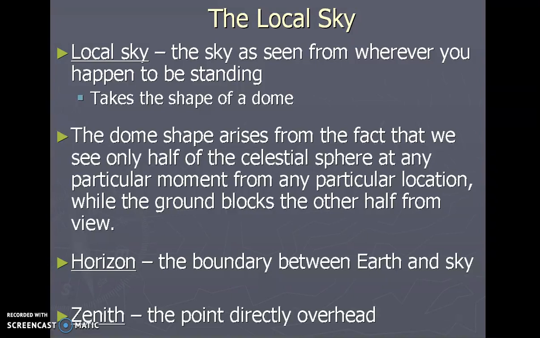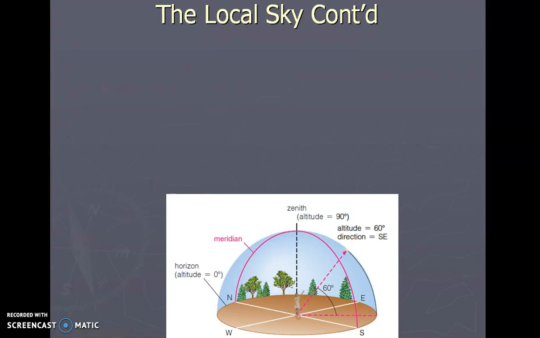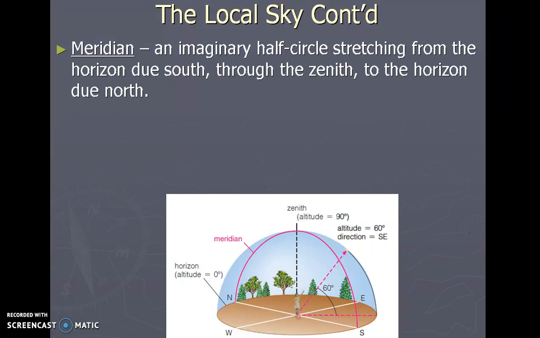The zenith is the point directly overhead. These are all important vocab words that you guys should have in your notes as well. So the one I just went over, the horizon, divides the sky from the ground. Zenith, that's directly overhead. The meridian is an imaginary half circle stretching from the horizon due south through the zenith to the horizon due north. So this pink line that they've drawn for you here is the meridian.